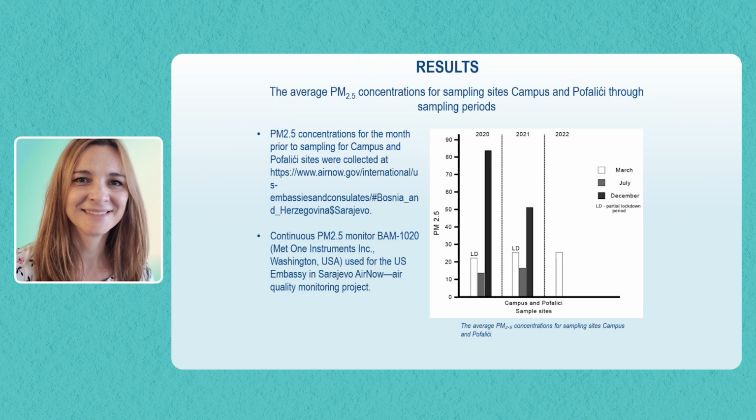And as you can see on this graph, the highest concentration of PM 2.5 is in December of both years. In 2020 and 2021, in March, we had a partial lockdown. And after that, with the release of the COVID measures, we had a drop in PM 2.5 concentration, but this is also related to the end of the heating season.